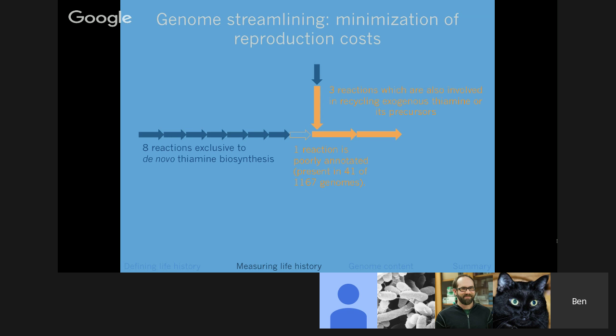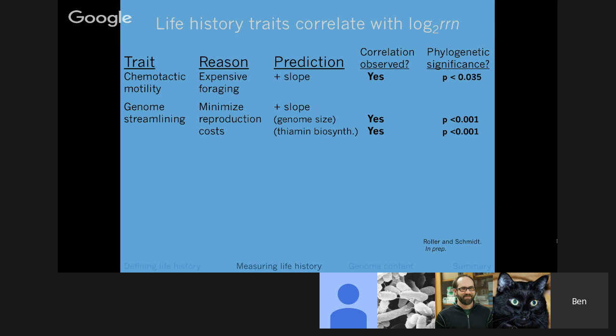precursors? And what we tend to find is that we can account for all of the gene loss that we found when we look at the whole pathway within the 8 reactions that are exclusive to thiamine biosynthesis. So this implies that, again, oligotrophs aren't just losing a bunch of genes at random through drift, but instead there's selection acting to minimize reproduction costs when they can utilize exogenous thiamine from the environment. So here, again, just showing it along this table, we tend to see the expected correlations between genome size and thiamine biosynthesis genes with ribosomal RNA operon copy number, and those are significant when including phylogeny in these regression models.